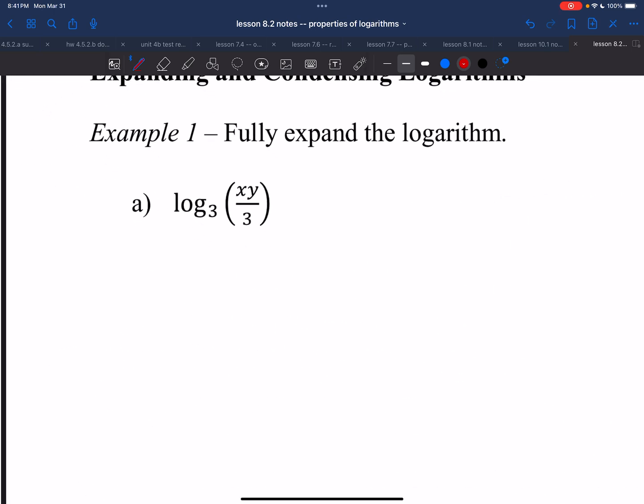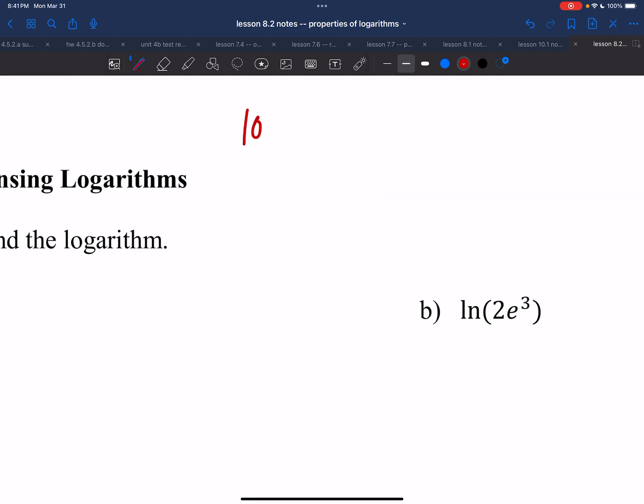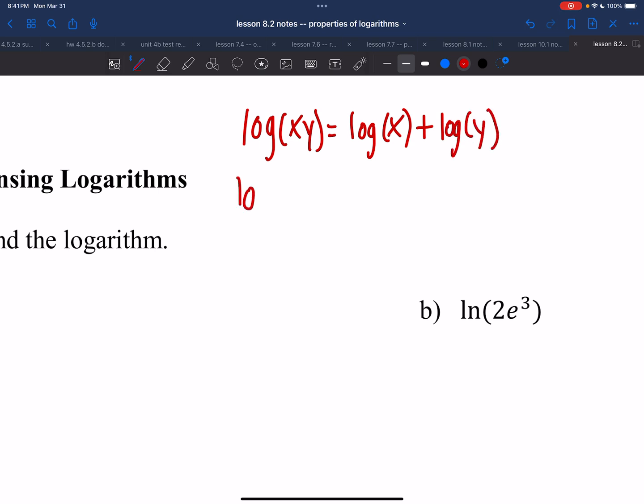So the first goal, fully expand the logarithm, right? The product rule says if two things are multiplied, you can separate them into addition like so, right? And that's the product rule, product multiply. The quotient rule is if they are divided, then you can subtract them, right? That is what both rules say right there.